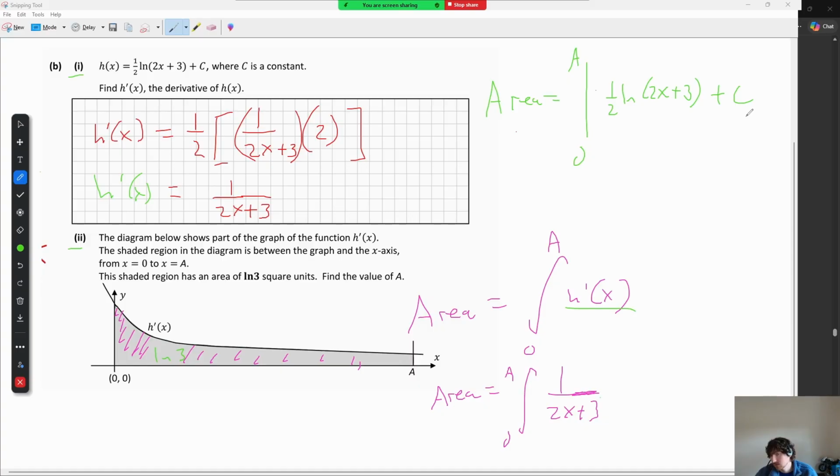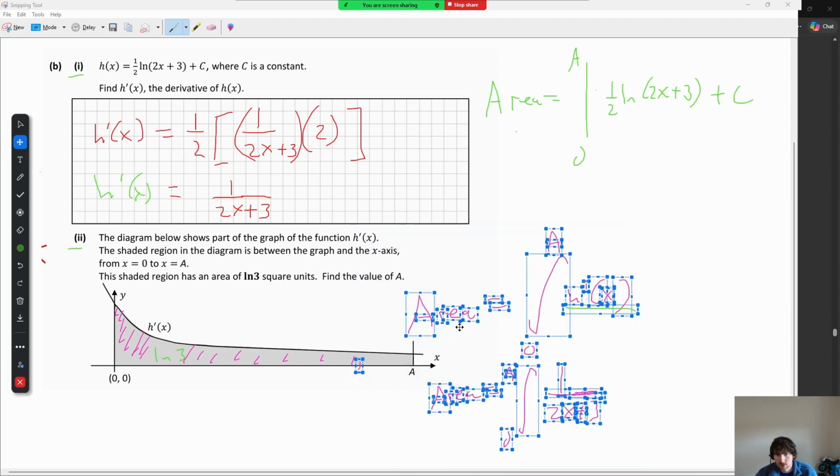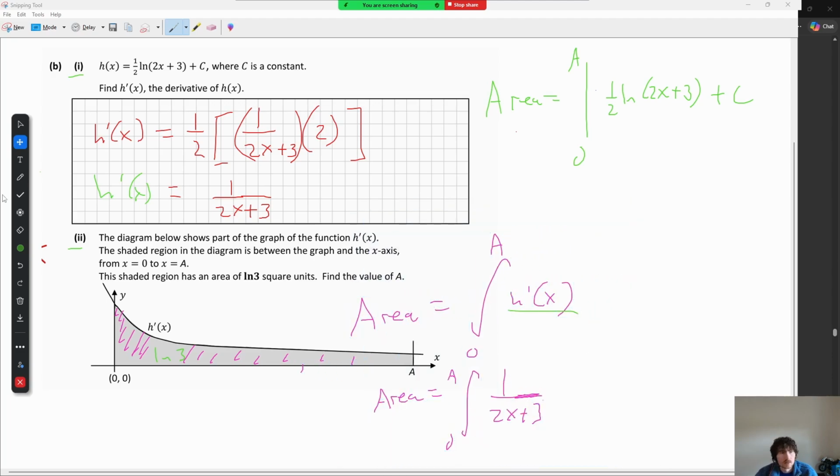Now you can add the plus c if you want, but when you've got integration limits like this, there's no need for a plus c, and I'll show you why in a second. Okay, so we'll get that area there in pink by subbing in the limits there. So we use 2 square brackets. First square bracket is when we put the A in. So this is a half ln 2 capital A plus 3. And then I'll put the plus c in. There's no need for it, but you'll see why in a sec.